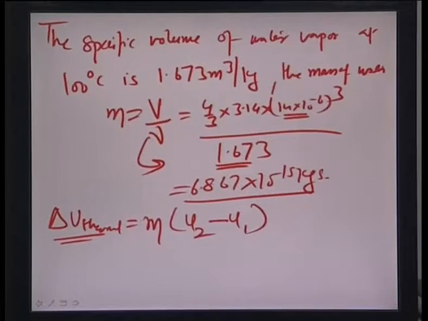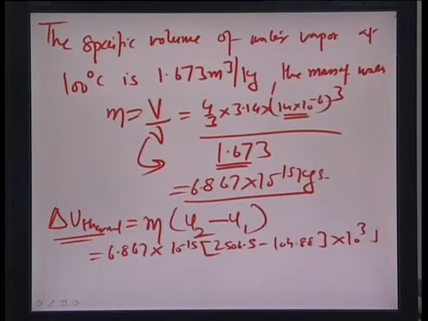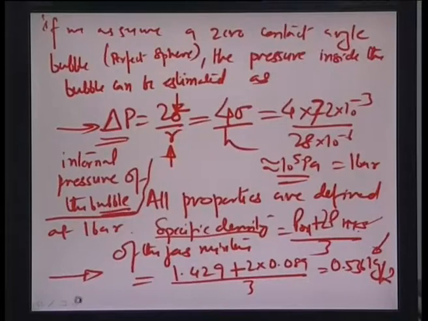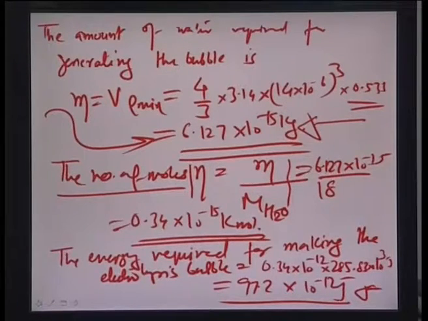So we reduce this to 6.867 × 10^-15 times (2506.5 minus 104.88) times 10^3 joules. So it comes out to be 1.64 × 10^-8 joules. Essentially that is the amount of thermal work that is needed for creating this particular bubble in this example. If you compare this value with the electrochemical energy which is needed, it is almost 4 orders of magnitude more.